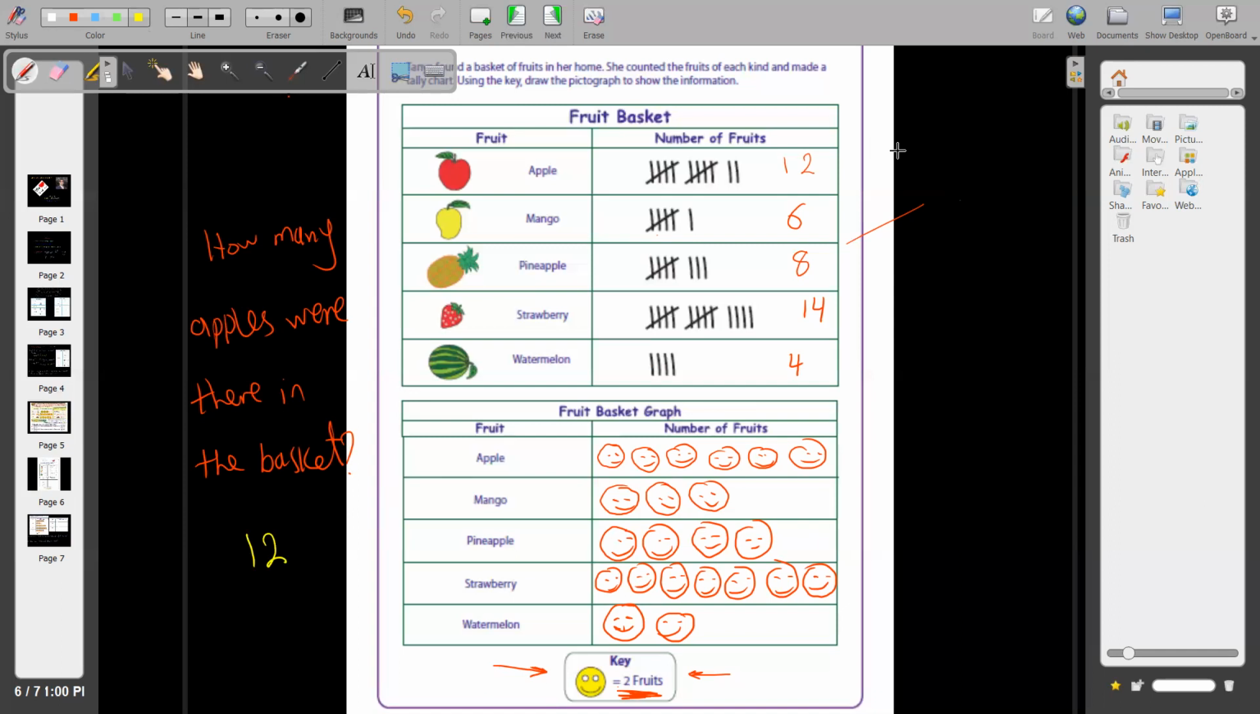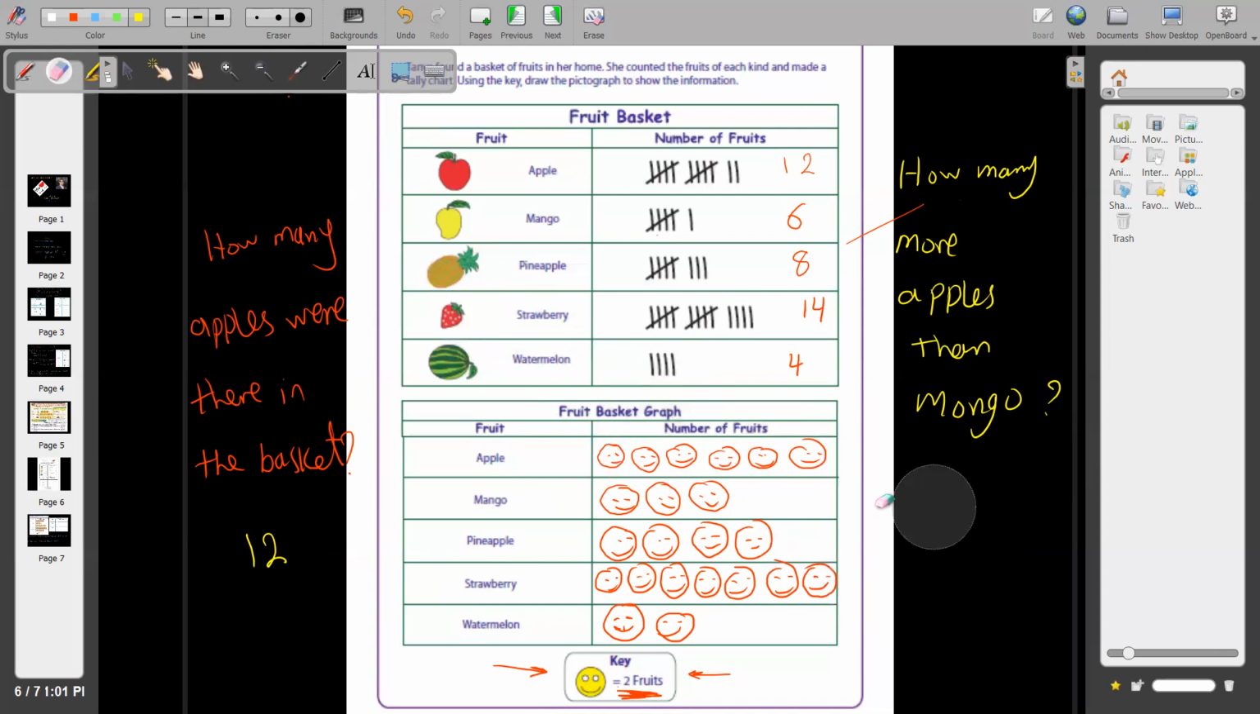We can write, how many more apples than mangoes? And how many more apples than mango? If the question says how many more, we subtract. Let's choose another color. I write here 12 minus 6 equals 6.